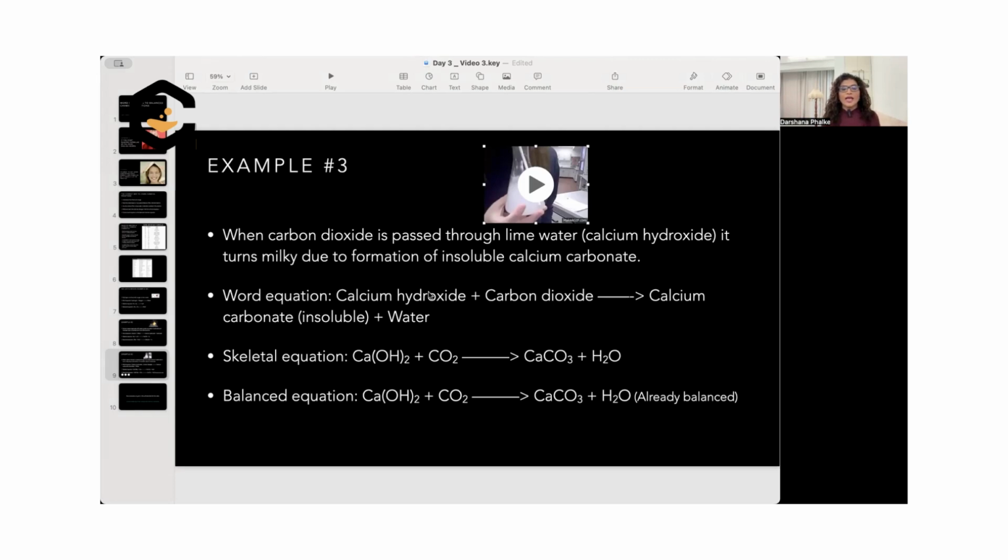Then we have to balance the equation. Now you see that this equation is already balanced. How? On the left, we have 2 hydrogens, and also 2 hydrogens on the right. We have 4 oxygens on the left, 4 oxygens on the right, 1 calcium on the left, 1 calcium on the right. Since it's already balanced, the skeletal equation and balanced equation are the same.